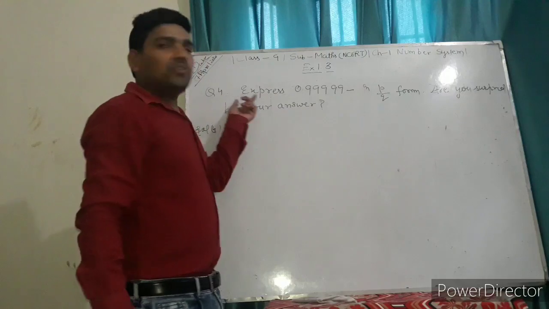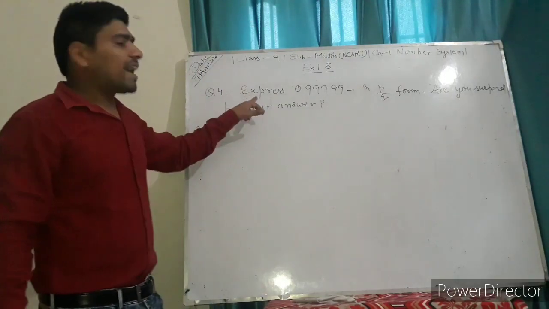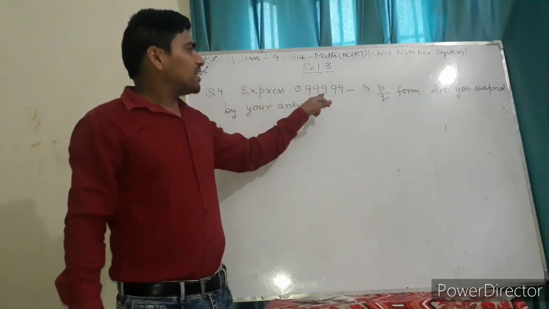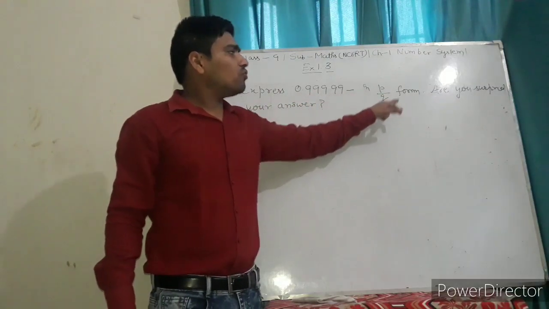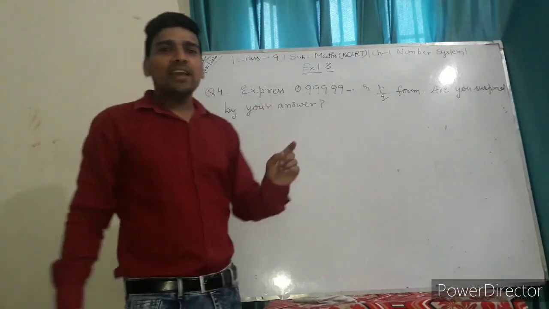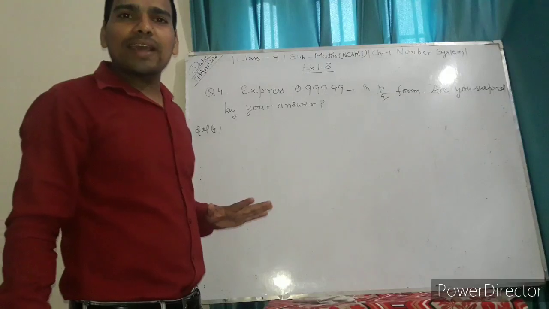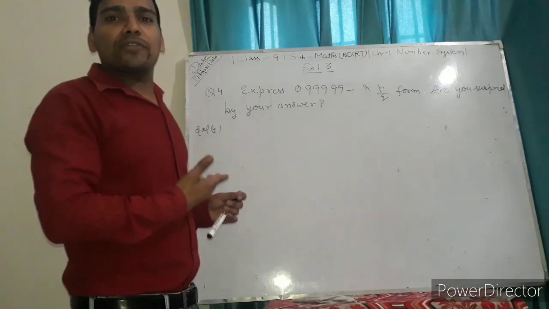Again I am with a new question, the new sum, 4th sum. The sum is saying, express 0.99999 in p by q form. Are you surprised by your answer? The sum is saying, if you get your result in the p by q form, will you be surprised with it? We will see why we have a surprise.